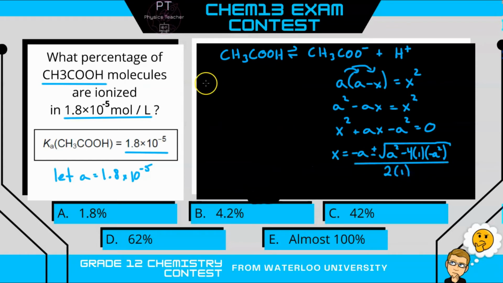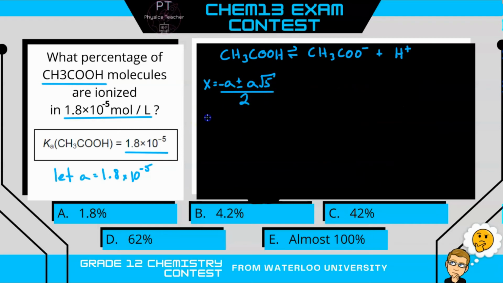Okay, so I can simplify this a little now. So x equals minus A plus or minus. Now in the square root, we have A squared. And then we have a double negative, so plus 4A squared. Well, that's 5A squared. Or I can pull out the square root of A squared as just A, and we're left with the square root of 5. And then that's all divided by 2 times 1, which is 2.